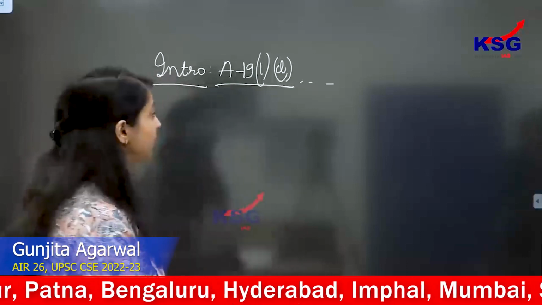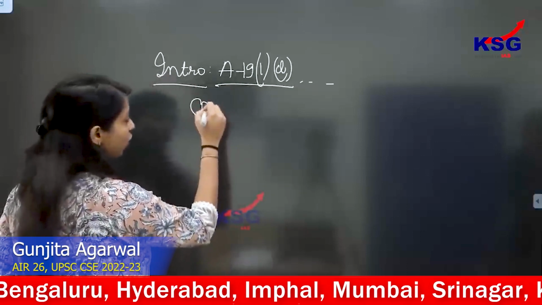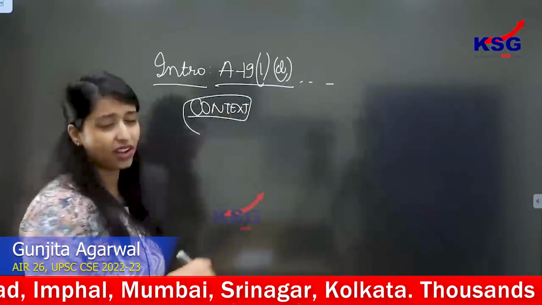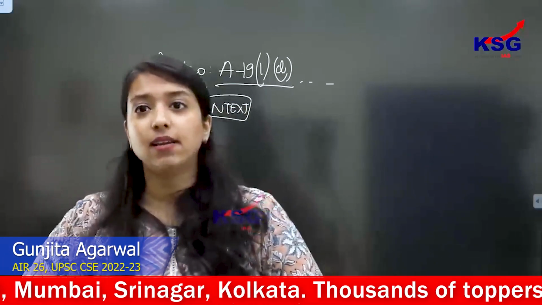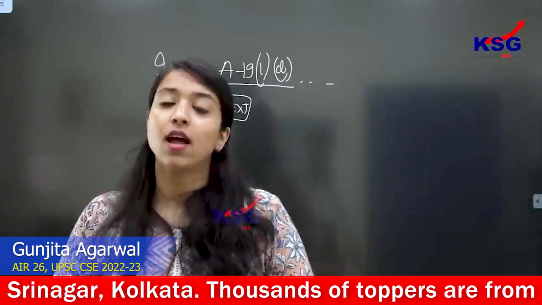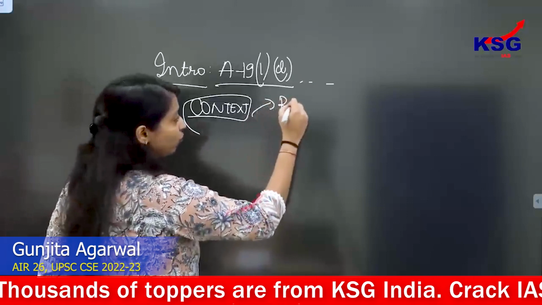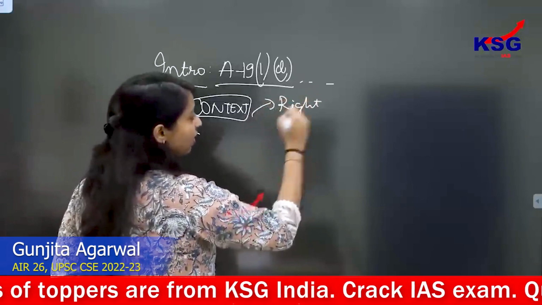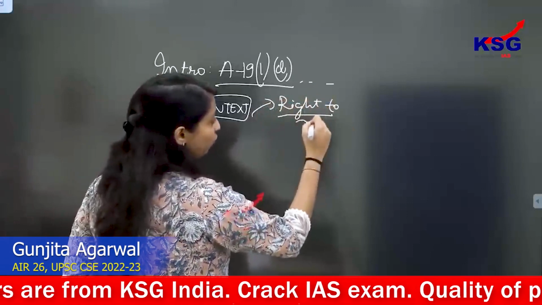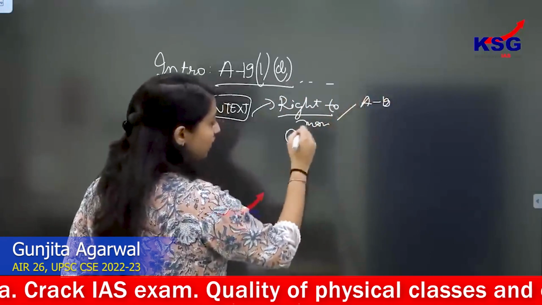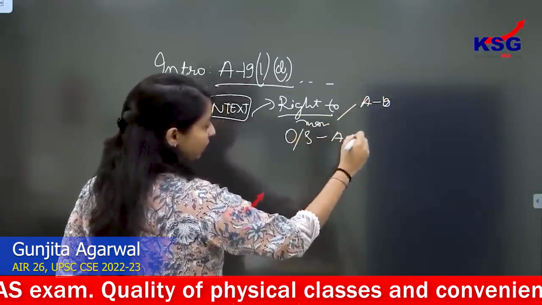Then, because it talks about this, I would have given the context of the question first, like what Article 19 talks about. So there are two movements: the right to move freely inside the country, which comes under Article 19, and outside, which comes under Article 21.